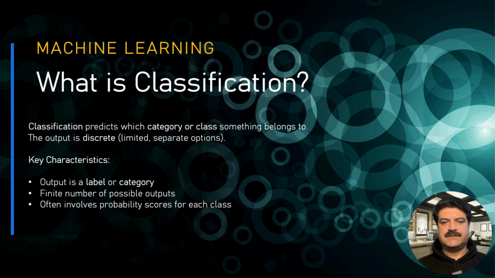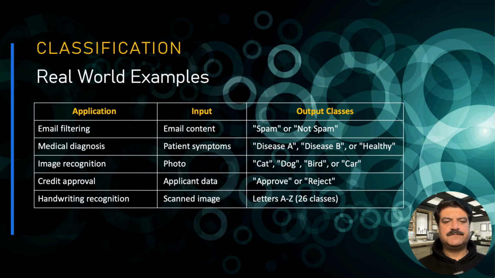So what is classification? Classification predicts which category or class something belongs to. And what will be the output? The output is discrete. We will have a limited output, or separate options. Now, looking at the characteristics of classification, the output will be a label or category, or a finite number of possible outputs, and it often involves probability scores for each class.